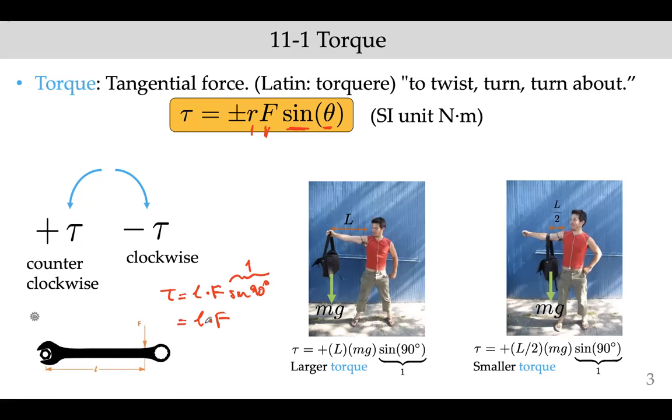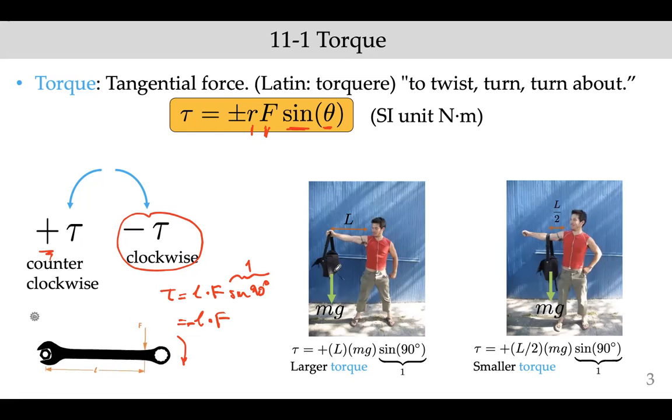So is it positive or negative? Now, the convention is if the tangential force, which is torque, is rotating the object in this way, it's negative. So if it's clockwise, negative. So in this case, we need a negative sign here. If the force or the torque is rotating the object in the counterclockwise direction, then the torque becomes positive. So this is just a convention.